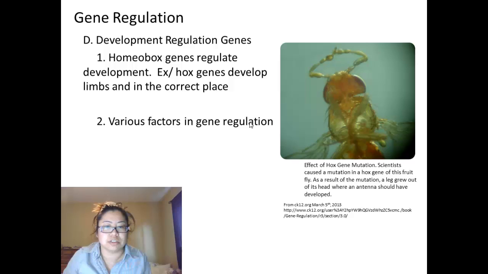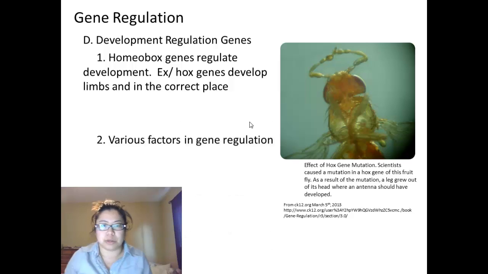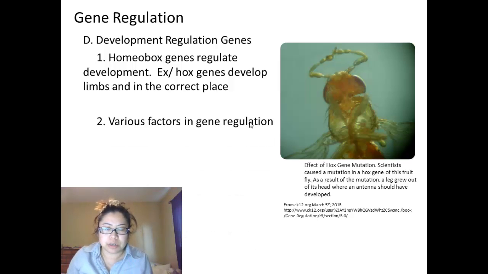Various factors in gene regulation. Well, before we go on to that, how does that apply to humans? Sometimes some people may have an extra appendage, an extra finger, that has to do with Hox genes too, or an extra toe, that will tend to happen as well. What are some other various factors in gene regulation?